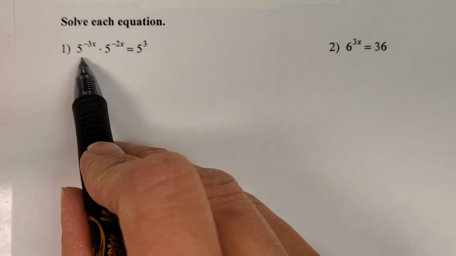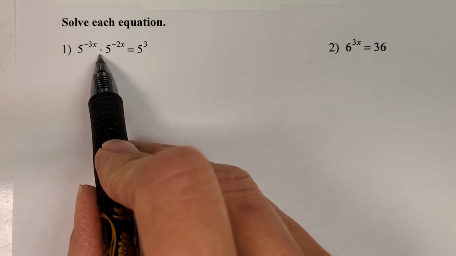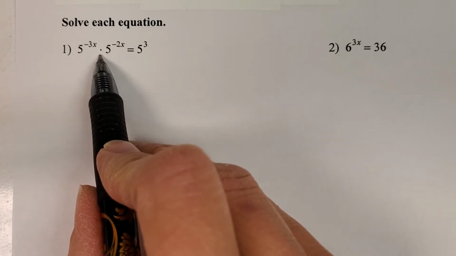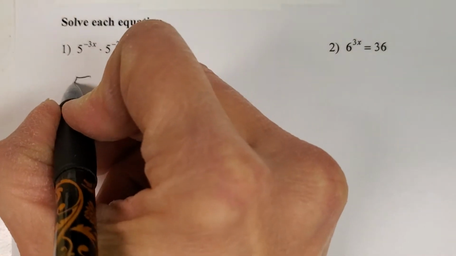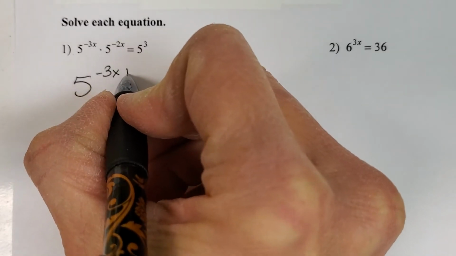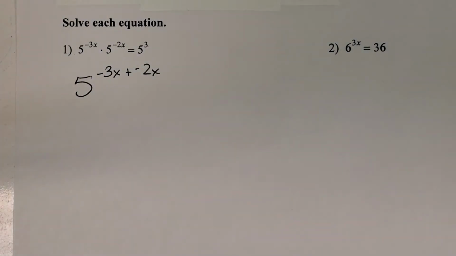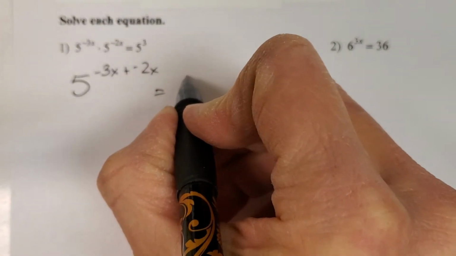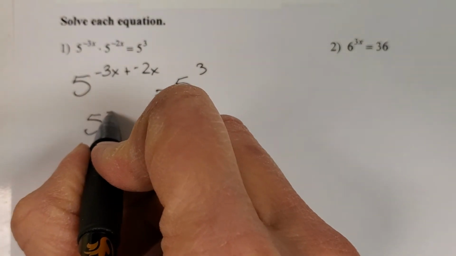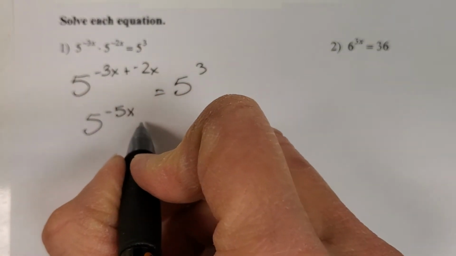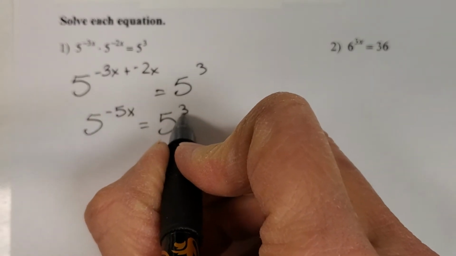On the left, we have two 5s as bases, and they're being multiplied. So we need to use the product rule, which says if I'm multiplying like bases, I add the exponents. So I'm going to say 5 to the negative 3x plus negative 2x. That simplifies the left side so it has one base raised to one power, equals 5 cubed. Now I'm going to actually add negative 3x and negative 2x. If you have trouble with negatives, make sure you get your calculator out. You don't want to make a mistake on that. So negative 3x and negative 2x combine to be a negative 5x.